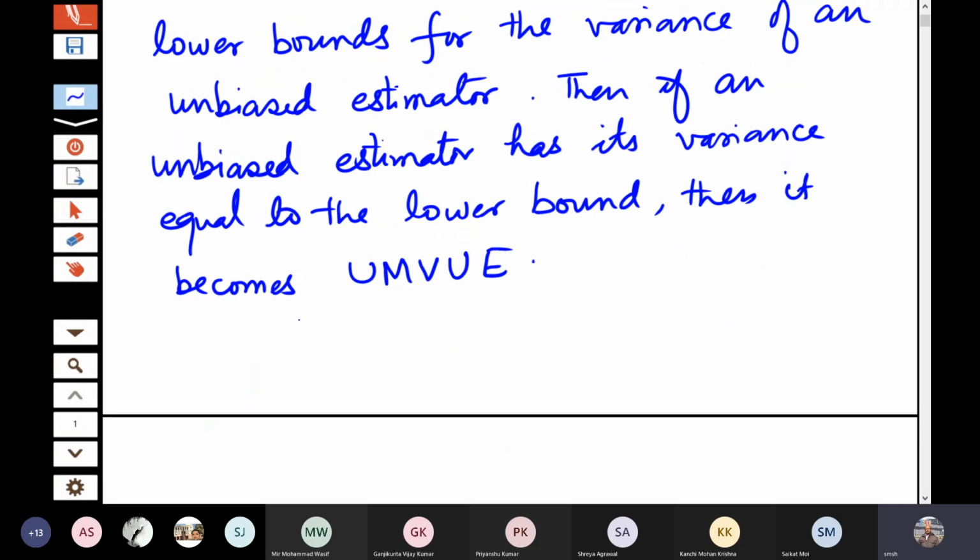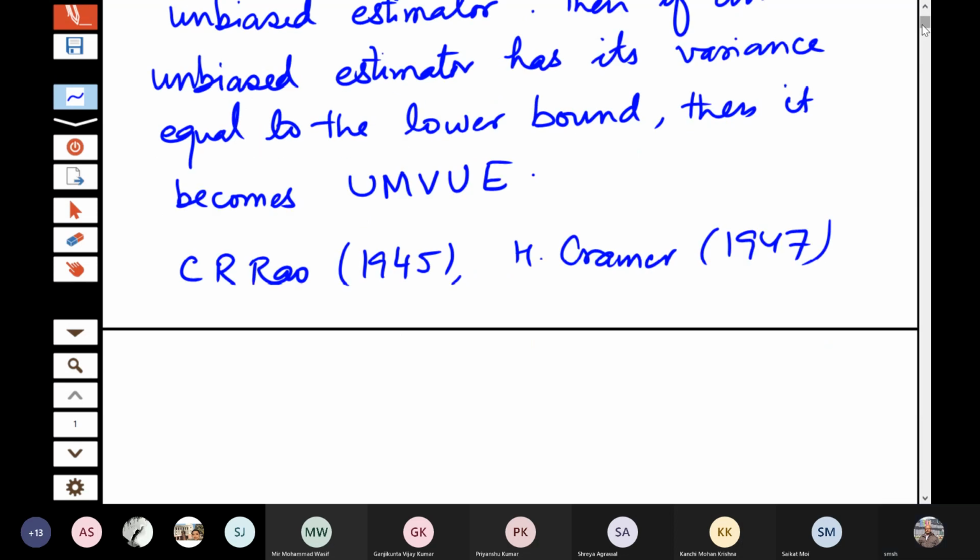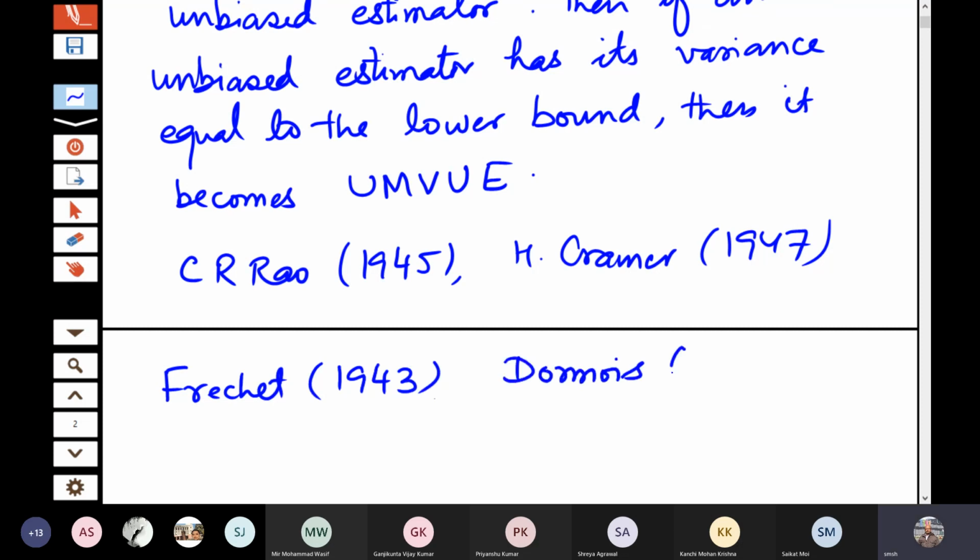These were developed by several statisticians, and the prominent among them is the Indian statistician C.R. Rao, 1945, and Harold Kramer, 1947. But later on, because these appear in the English language, there are other results that were developed independently by some other statisticians also. So let me just mention the names of some of them: Fréchet in 1943, Darmois in 1942. But these were not known.